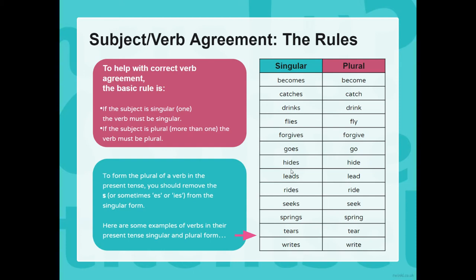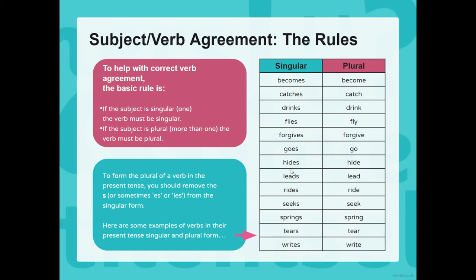Now, here we can see that the rules are, to help us with the correct verb agreement, the basic rule is if the subject is singular, so meaning one, as I've already said, the verb must be singular, so only one of them. If the subject is plural, more than one, then the verb must be plural. To form the plural of a verb in the present tense, you should remove the s, or sometimes es or ies, from the singular form.